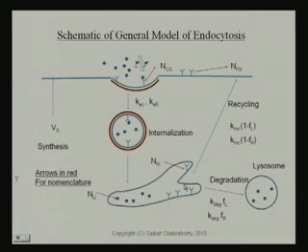Okay. Now this is a general model and it takes into account all kinds of possibilities. So there are two possibilities. One is that the receptors could be recycled back, and there is also a possibility that some of the receptors are degraded. Okay, so you have to account for that possibility.